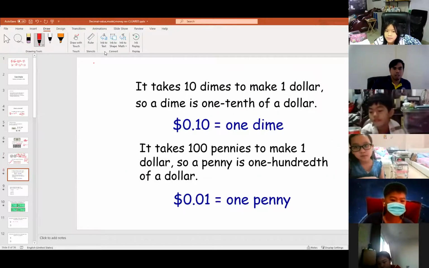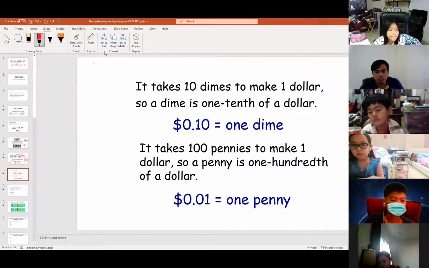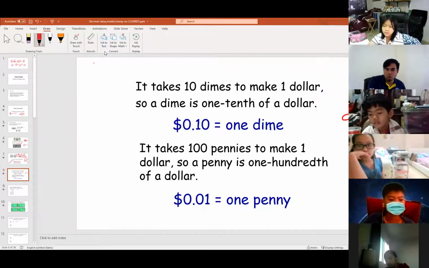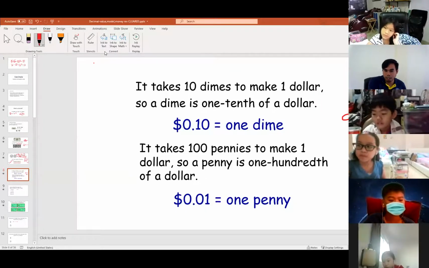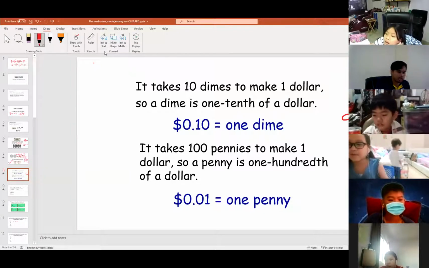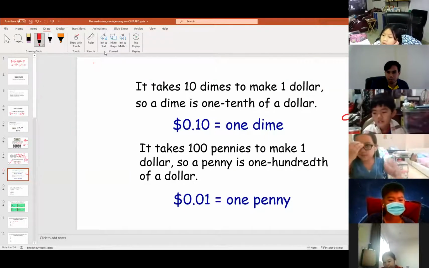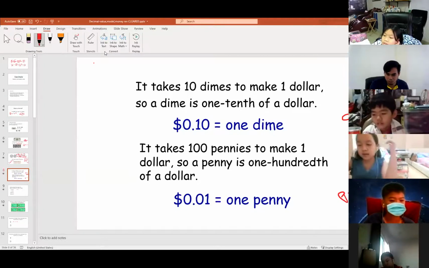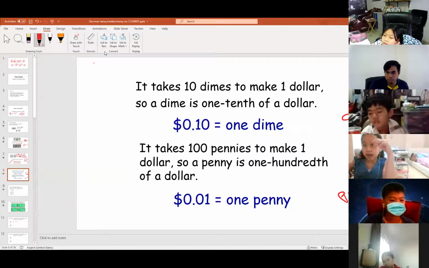It takes 10 dimes to make $1. So a dime is 1/10 of a dollar, as we have said, and a dime is equal to 0.1, which is basically saying 0.10 cents. And a penny is 0.01, or like saying 0.01 cents. So 1 cent.